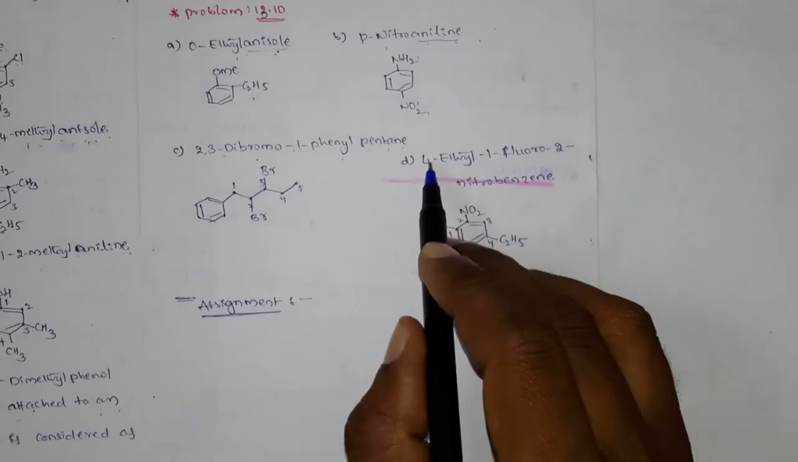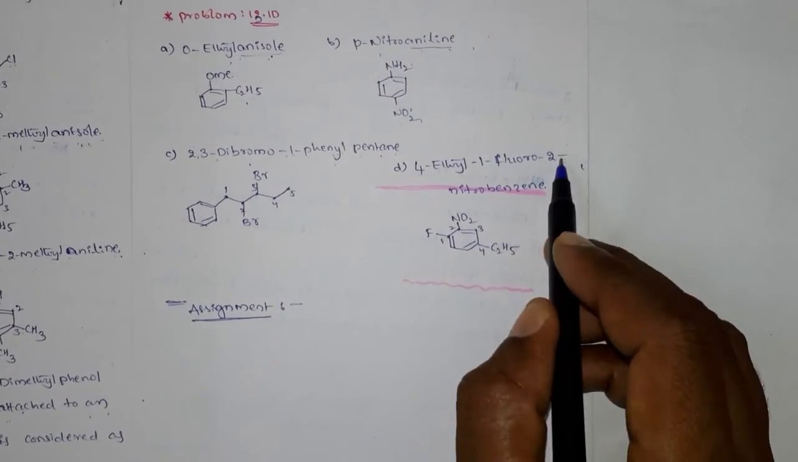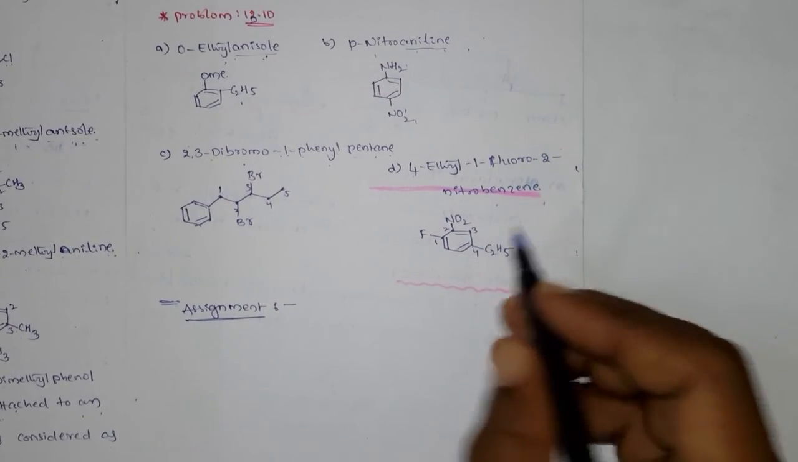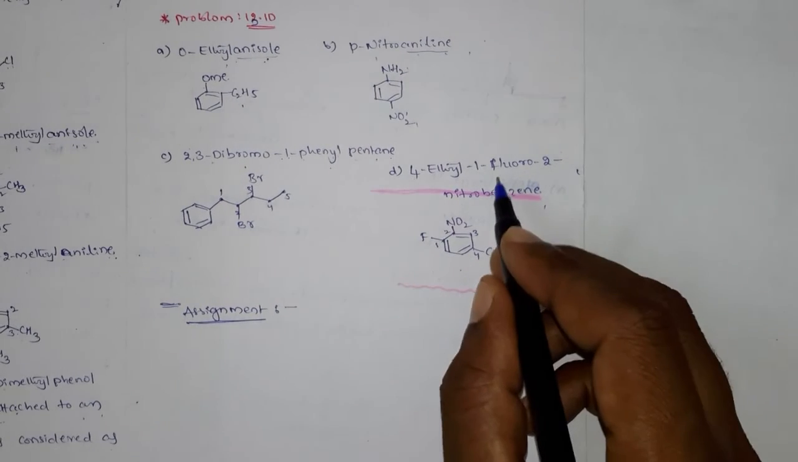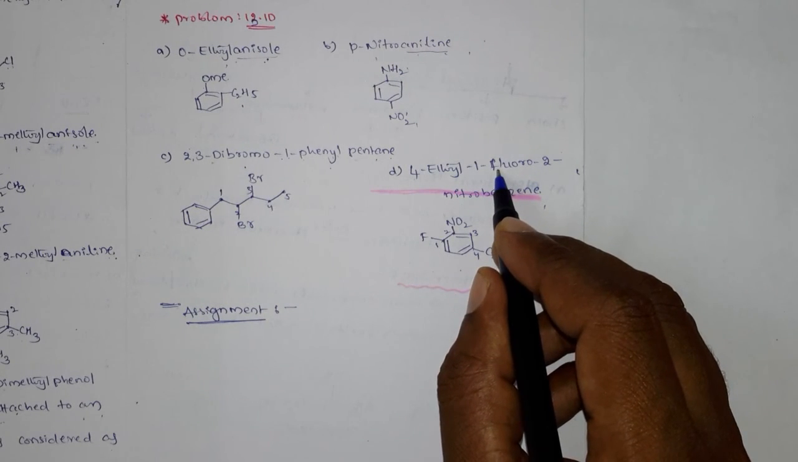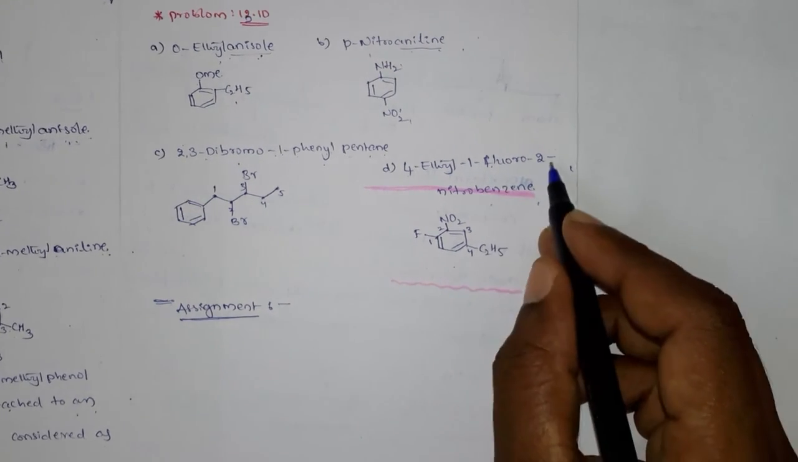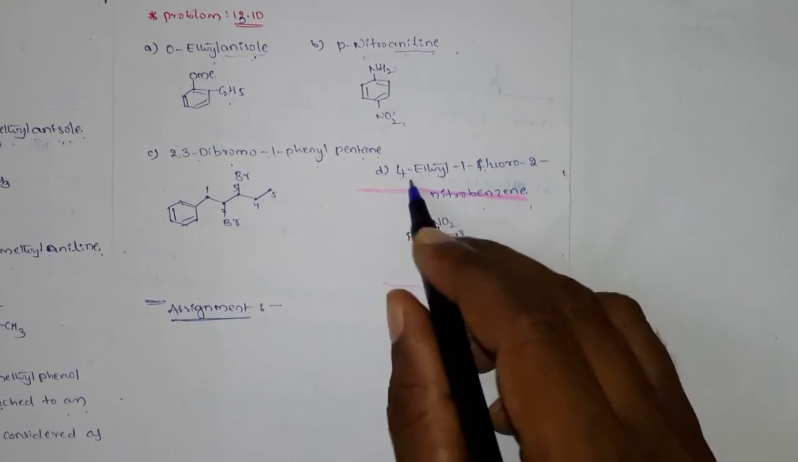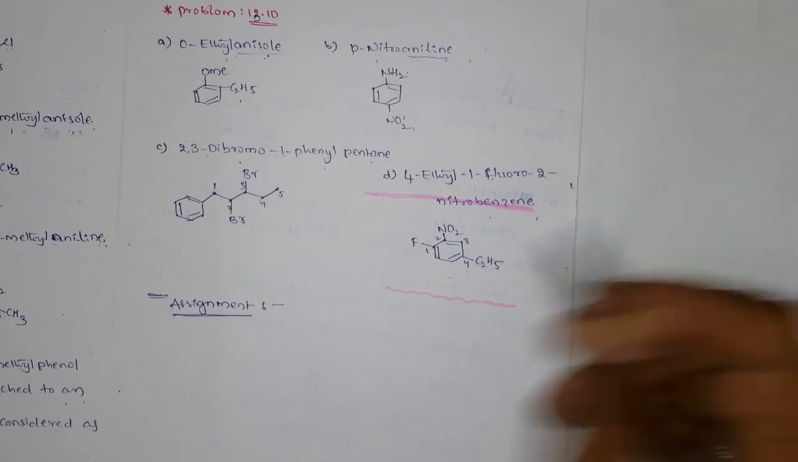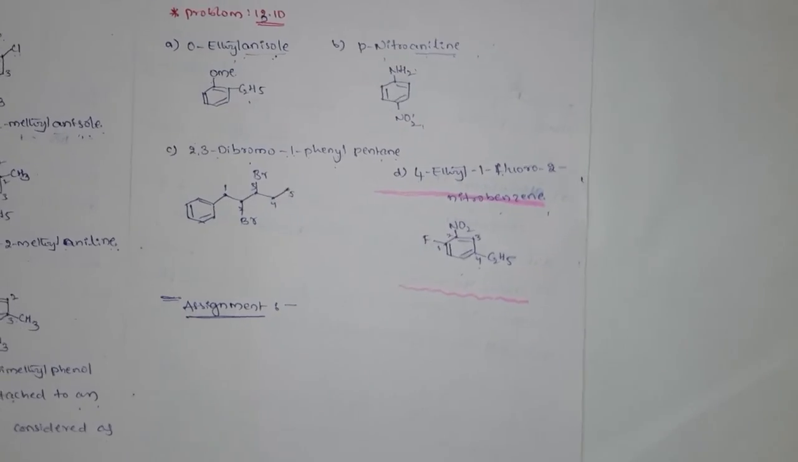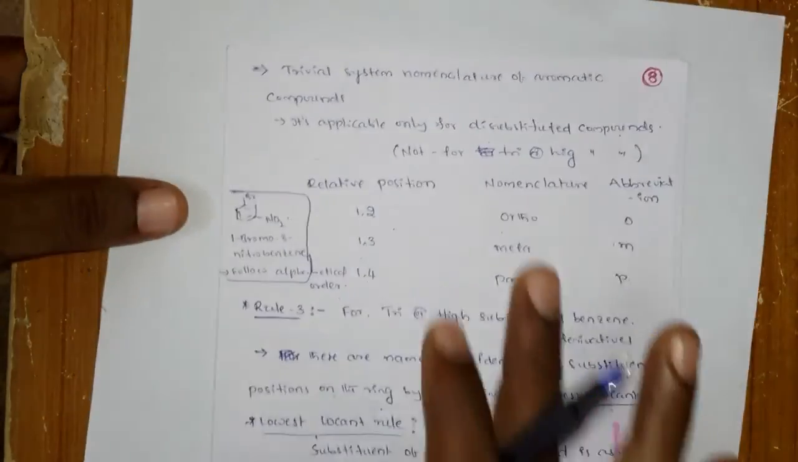Okay, similarly 4 methyl 1 fluoro 2 nitrobenzene. Very simple, you write the benzene first and take the first priority for the fluorine. First priority fluorine, second is the nitro, and at the fourth position it is a methyl. That's it, simple. Okay, so this is all about the nomenclature, right?